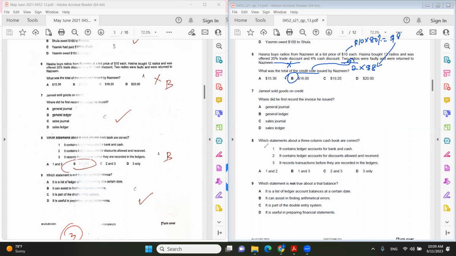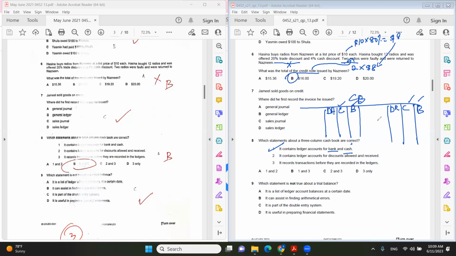Next is question 8. Which statement about the 3-column cash book is correct? In a 3-column cash book, you have bank, cash, and discount. On the debit side you have discount allowed, cash, and bank. On the credit side you have discount received, cash, and bank. Which statement is correct? It contains the ledger accounts for bank and cash. Yes, only these two are ledger accounts. Discount allowed and discount received are transferred to the general ledger at the end of the month.